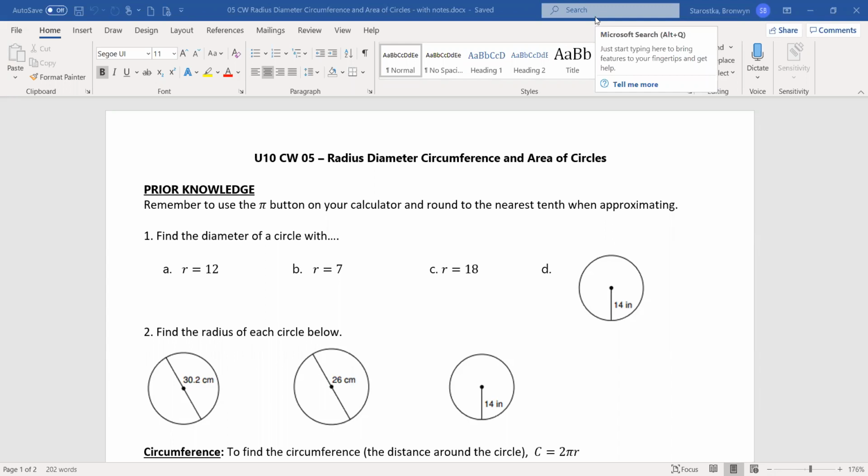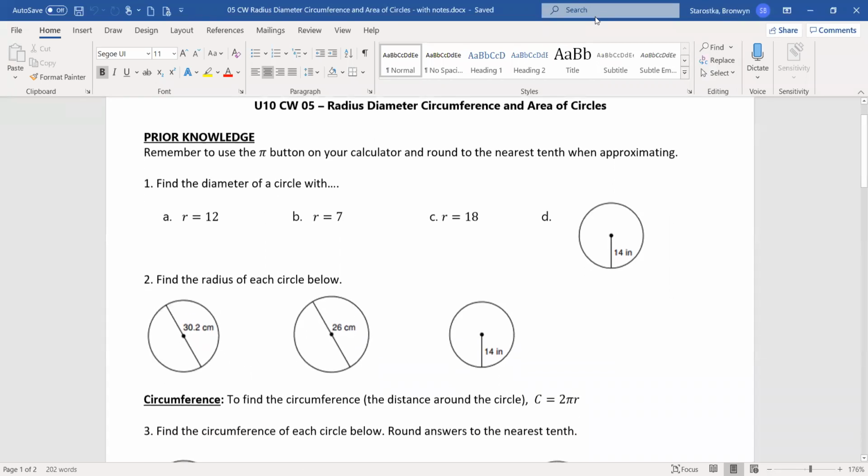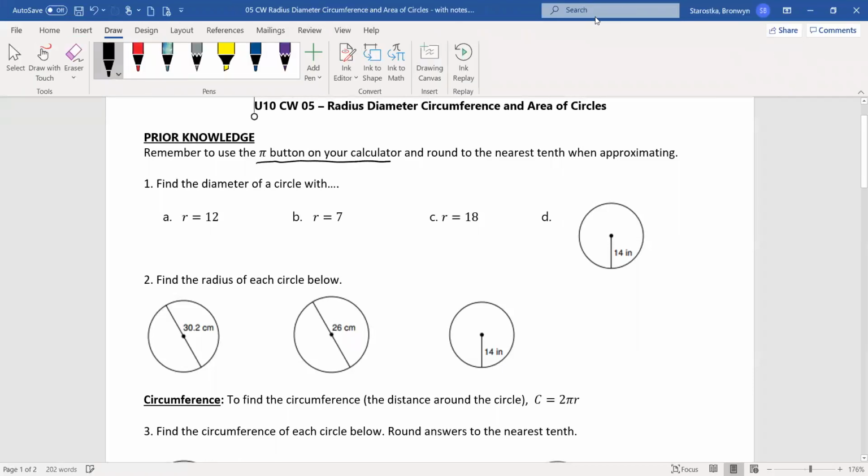Good morning. So today we are continuing in our circle unit, Unit 10, Classwork 5: Radius, Diameter, Circumference, and Area of Circles. So stay with me, because the second half we're going to be using figures to find the area and circumference of circles. So the first half is review. Here we go, prior knowledge. Remember to use the pi button on your calculator and round to the nearest tenth when we're approximating.